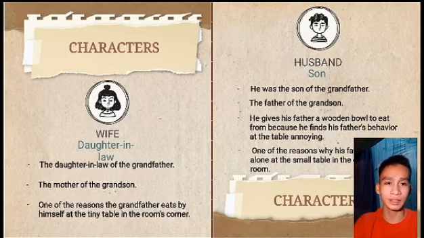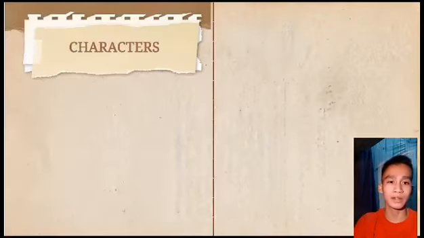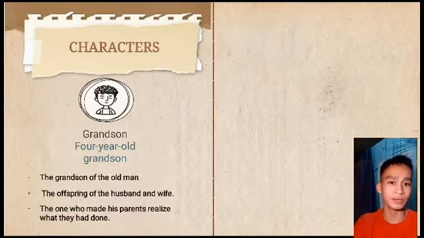Next, husband. Husband, he was the son of the grandfather and the father of the grandson. He gives his father a wooden bowl to eat from because he finds his father's behavior at the table annoying. And lastly, one of the reasons why his father ate alone at the small table in the corner of the room.